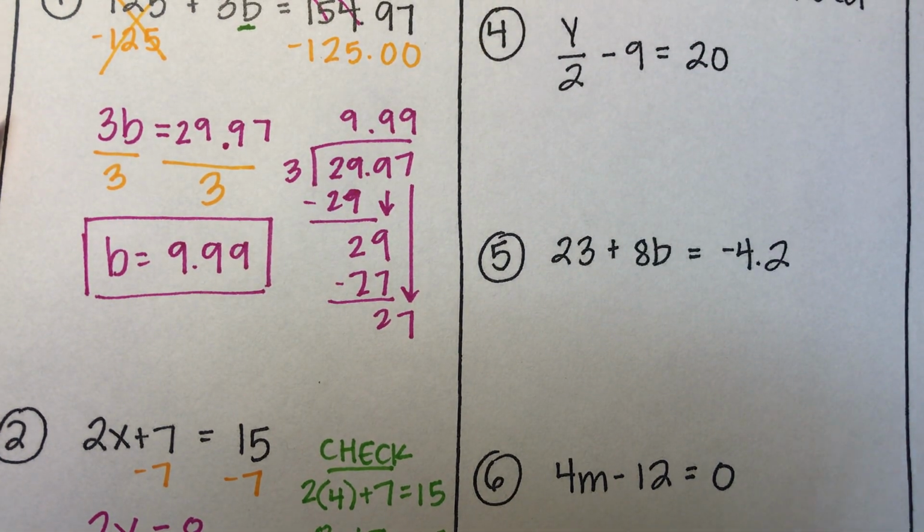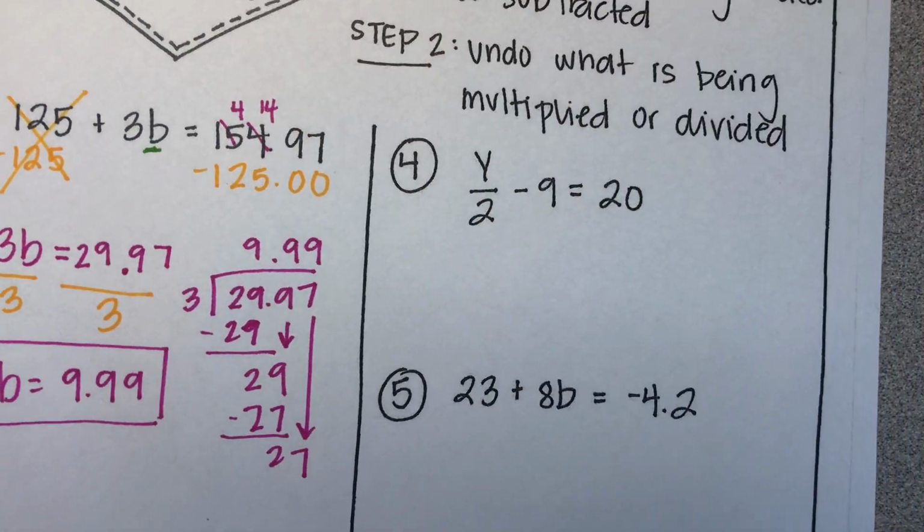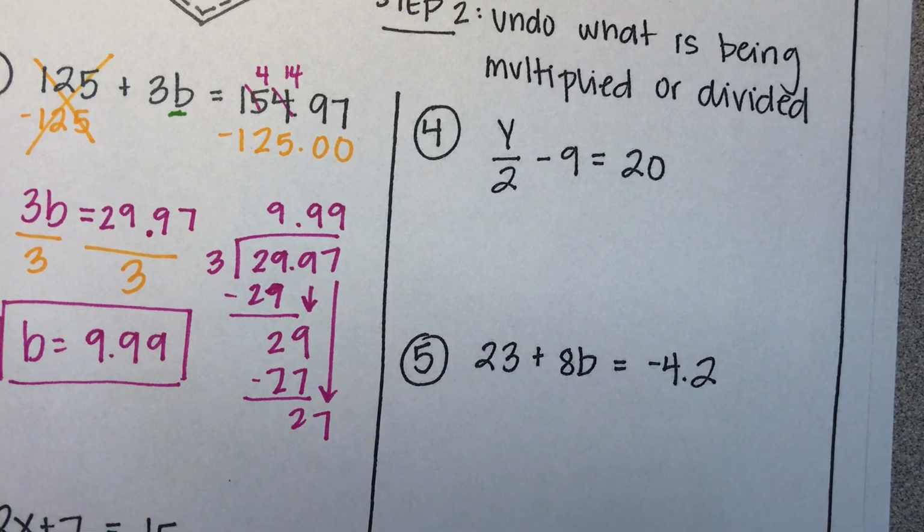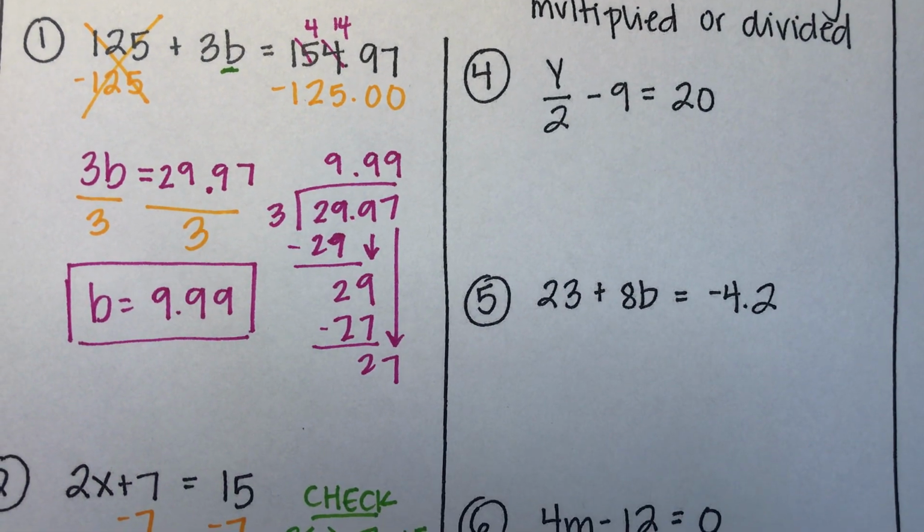So why don't you go ahead and pause it and work out this right-hand side. Do 4, 5, 6, 7, and then we'll come back and check your answers.